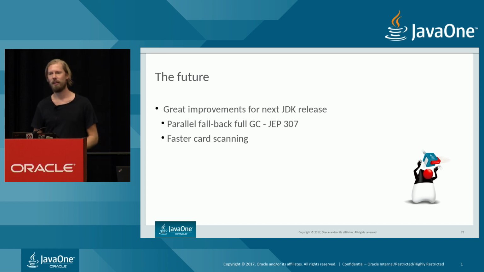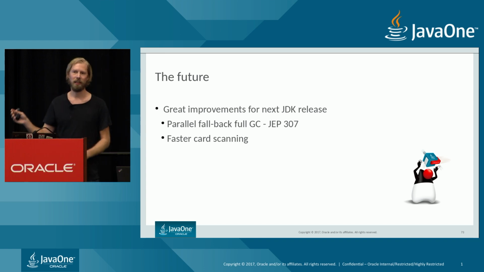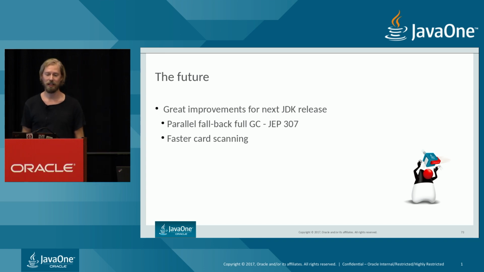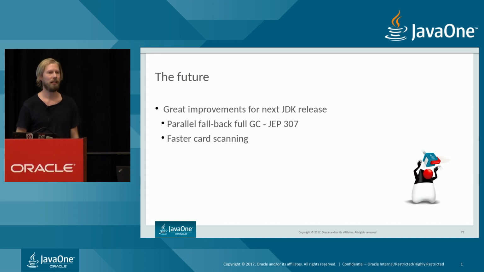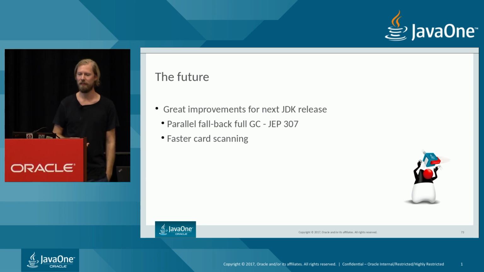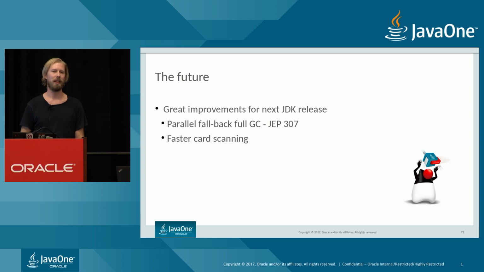So for the next JDK release, we are looking forward to parallel fallback full GCs, so that even though it is a failure case, you will have a much faster and speedier recovery. This is being reviewed right now on the mailing lists, and you can see more details in JEP 307 at openjdk.java.net/JEPs/307. We have also made significant improvements to the card scanning.